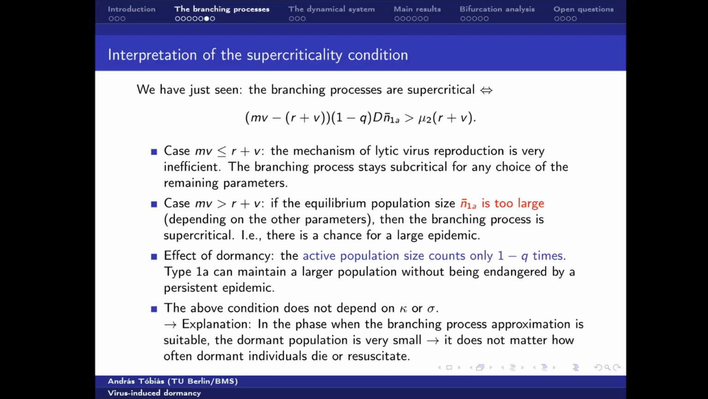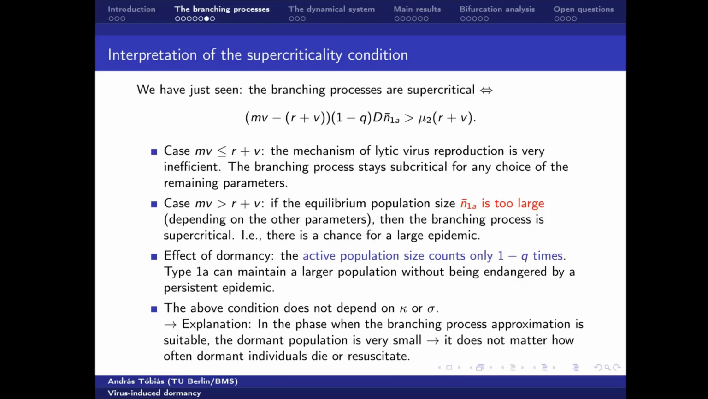So we see that if you have many active individuals, then it's easier to have contact with them, and then you can have a big epidemic with positive probability. And the effect of dormancy is this factor of 1 minus Q. If you have dormancy with probability Q for unsuccessful virus attacks, then your active population size only counts 1 minus Q times. So you can, in theory, maintain a higher population size and still not be affected by a big epidemic. Of course, this is a bit tricky because one can also think of dormancy having reproductive trade-offs, which means that maybe it also decreases your active population size even further.